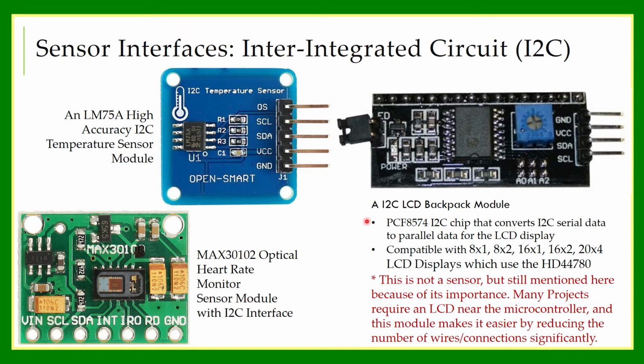And on the right you can see an LCD backpack module. This is not a sensor, but you can connect a 16x2 LCD or any of these LCDs, 20x4 or 8x2. The benefit of using this I2C backpack is to reduce the number of pins needed to connect the LCD with the microcontroller. So it saves some of the pins.